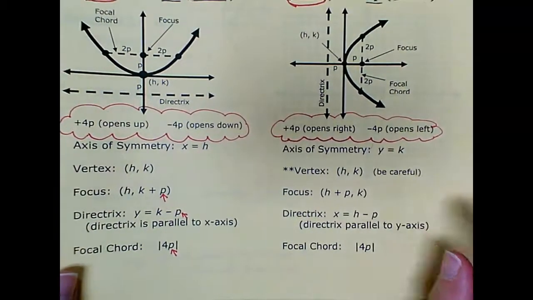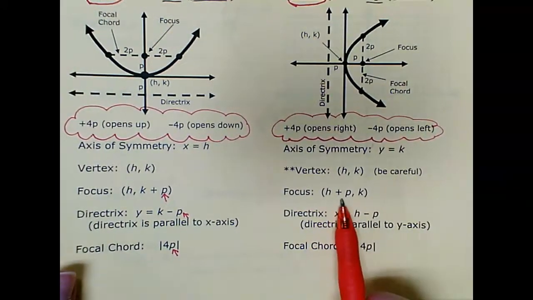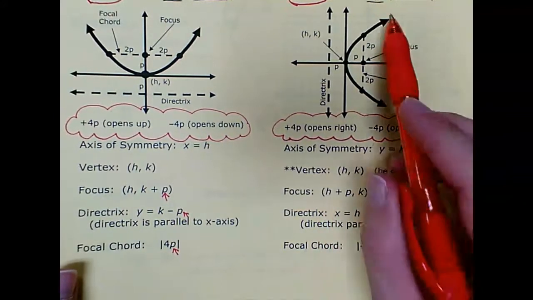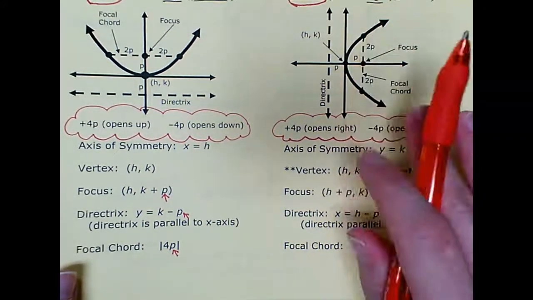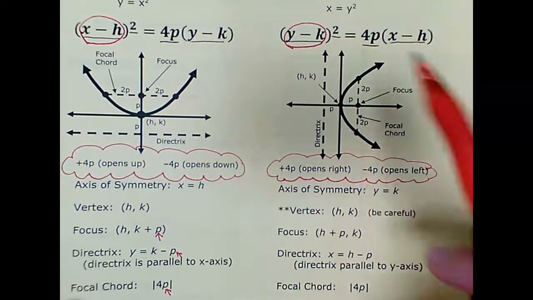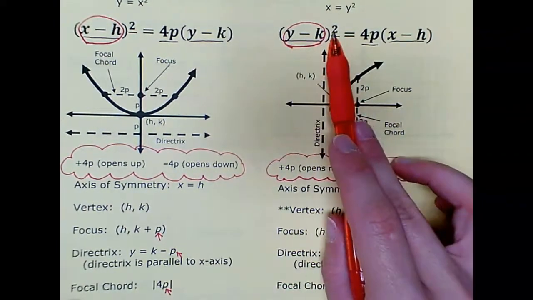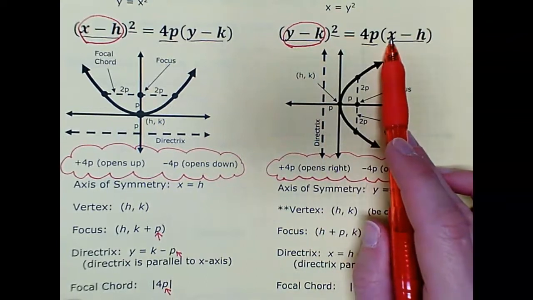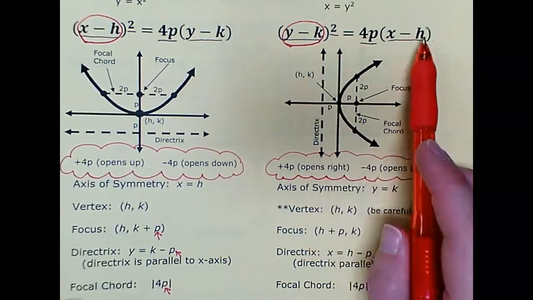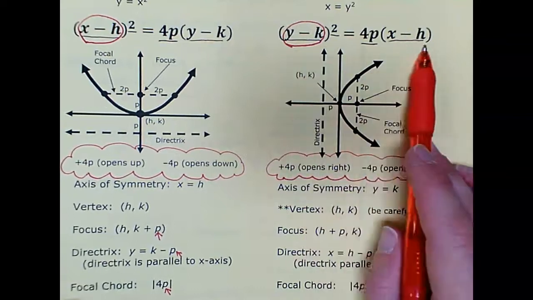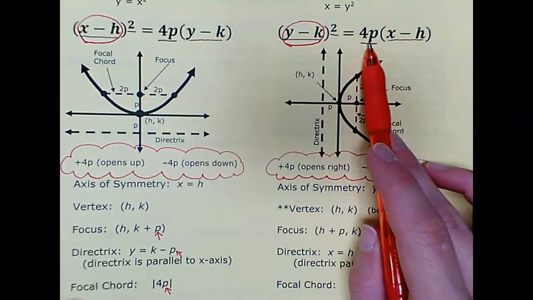And in my standard form, when p is being added to the h, that's over here. That means that my parabola is going to look like this. But more importantly for our notes today, that means our equation is going to look like this. So the y is what's going to be squared, and the x is going to be over here. So I have k, I have h. I now know the layout of my equation. I just need to figure out 4p.